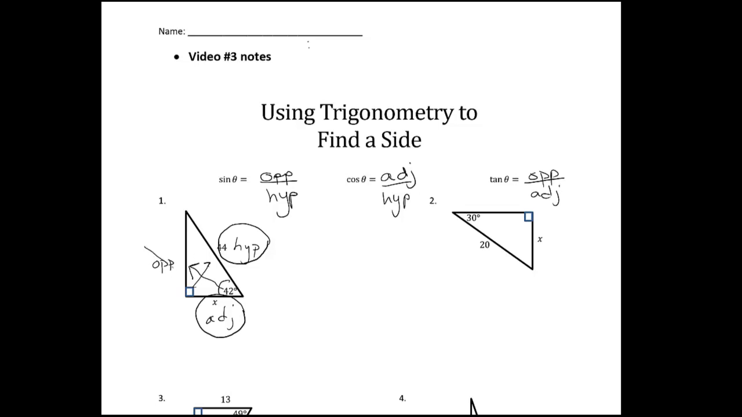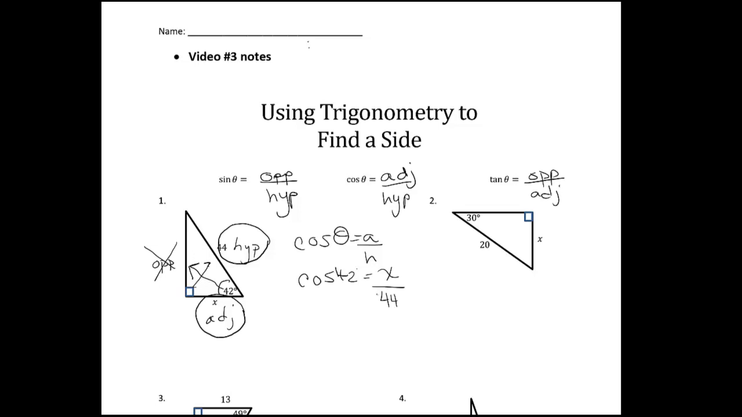I'm not going to involve the opposite, which means I'm not going to do anything with the sine, and I'm not going to do anything with the tangent because it has opposite. So my home base for this problem is cosine. And I'm going to plug in everything I know. I know cosine of that angle, I know that angle is 42. I don't know the adjacent, but I do know the hypotenuse is 44.